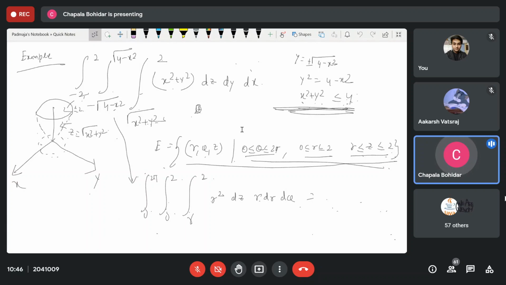Here your answer is 16 pi by 5. It is present in your book. You can see and do it.